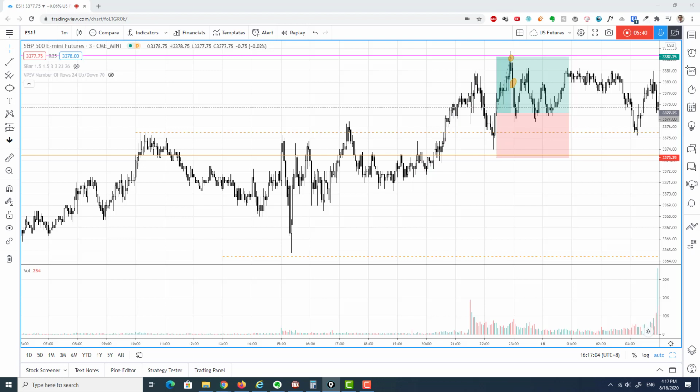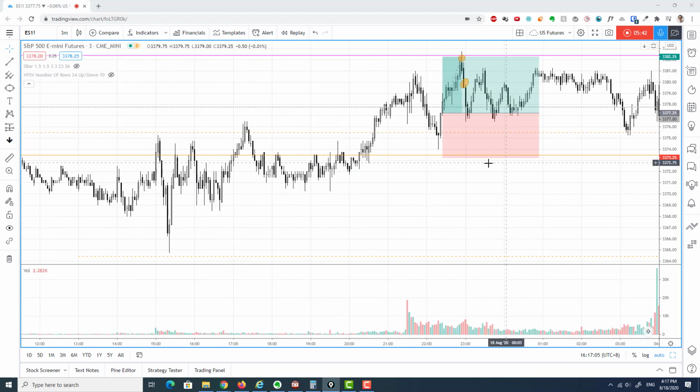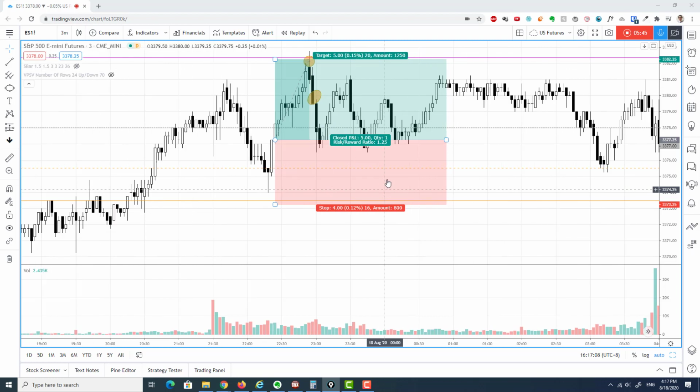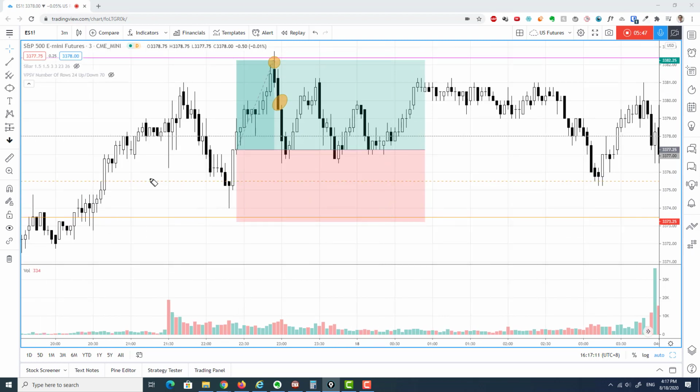Let me zoom in a little bit here. You can notice the volume level. During the reaction, we have seen relatively low volume here. I think this bar, the hammer, was outstanding because it has some increase in the volume level, and you can also see that we have a demand tail here, and that was actually confirmed by the next bar.